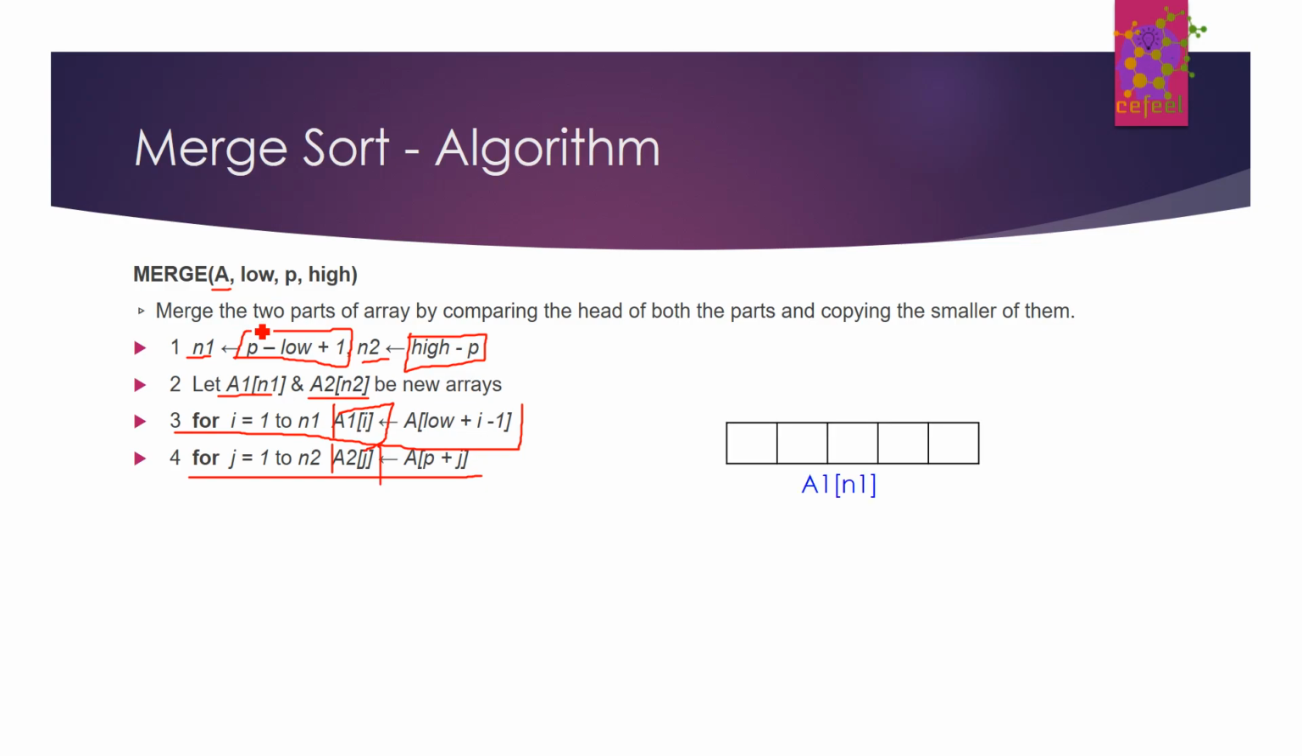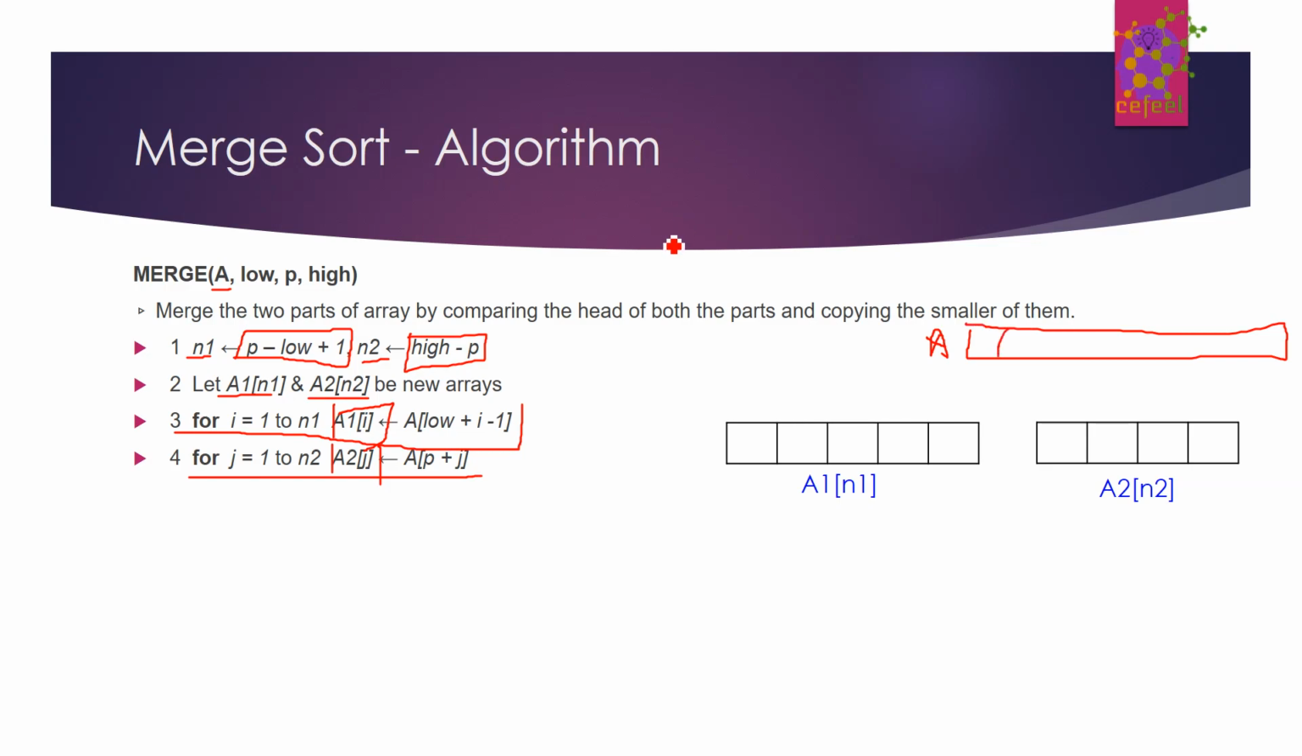So let's say we have A1 which is of size n1 and A2 which is of size n2. So the first step is, if we had the original array over here, which is like this, and let's say P was the midpoint somewhere here. What we do is we copy all this data over here and the remaining part of the data over here, A2. This is the first step.